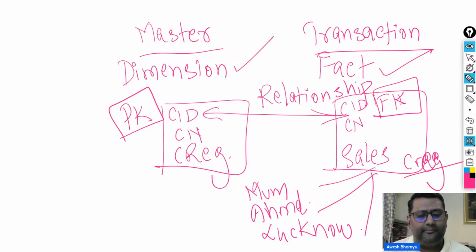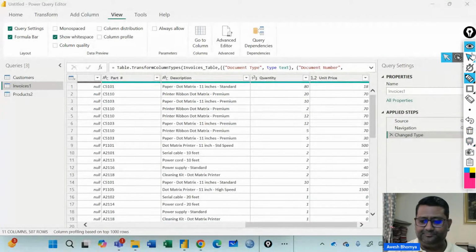whereas the primary key resides in the dimension table, right? Now comes the interesting part, where I am going to be showing you how, after loading the data, we are going to create all these things and work with it, right?